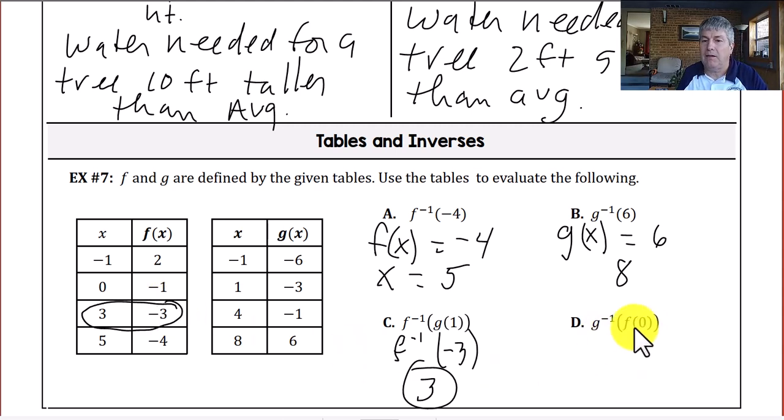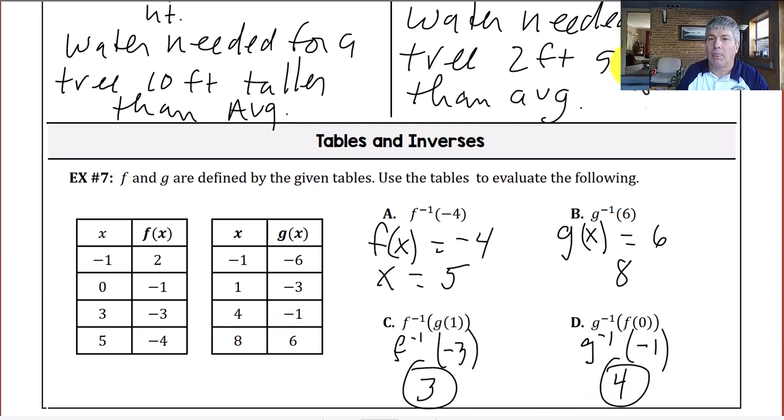And in D, f of 0 is -1, and then the inverse of g of -1. So in g, my output is -1, so my input is 4. And so the answer to that one is 4.